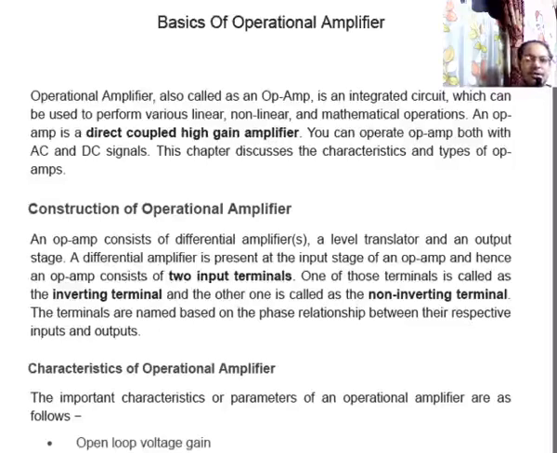So the first thing is construction of operational amplifier. An OPAMP consists of a differential amplifier, a level translator and an output stage. A differential amplifier is present at the input stage of an OPAMP, and hence an OPAMP consists of 2 input terminals. One of those terminals is called the inverting terminal and the other one is called the non-inverting terminal. The terminals are named based on the phase relationship between their respective inputs and outputs.